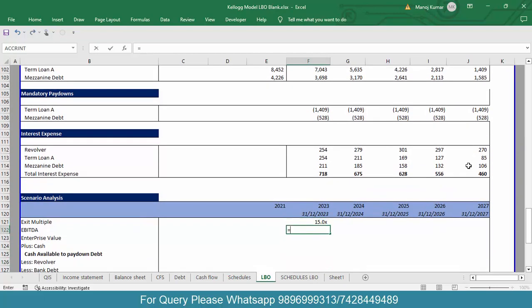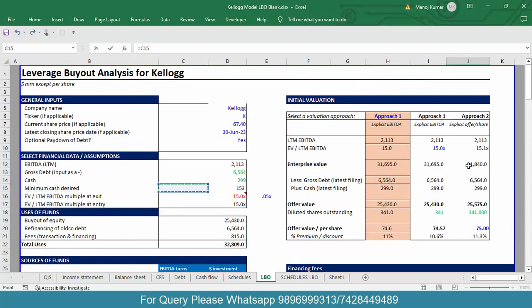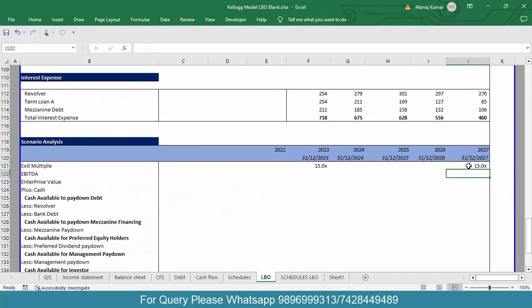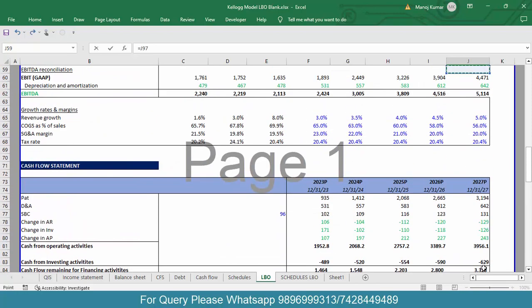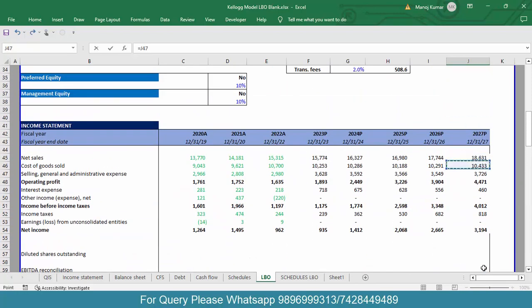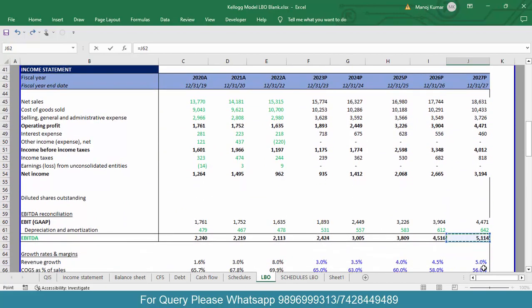Now we need the EBITDA of 2027. Let me bring my multiple here. What I am assuming here is that I will be selling my company after 5 years. We bought this company in 2022 and we will be selling it in 2027, right? Now the exit multiple will be this. What will be the EBITDA? You have calculated it above. Just come here and find your EBITDA. Yes, this is my EBITDA.